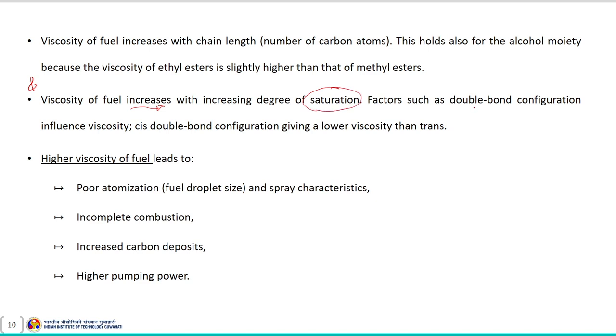Factors such as double bond configuration influence the viscosity, that is, cis bond configuration gives a lower viscosity than trans, and this is mainly for biodiesel fuel because biodiesel is a mixture of cis and trans fatty acids. Higher viscosity of the fuel has certain issues because it leads to poor atomization and spray characteristics, incomplete combustion, increased carbon deposits, and higher pumping power. Hence, it is always recommended to restrict the viscosity of a given fuel to its standard limits.